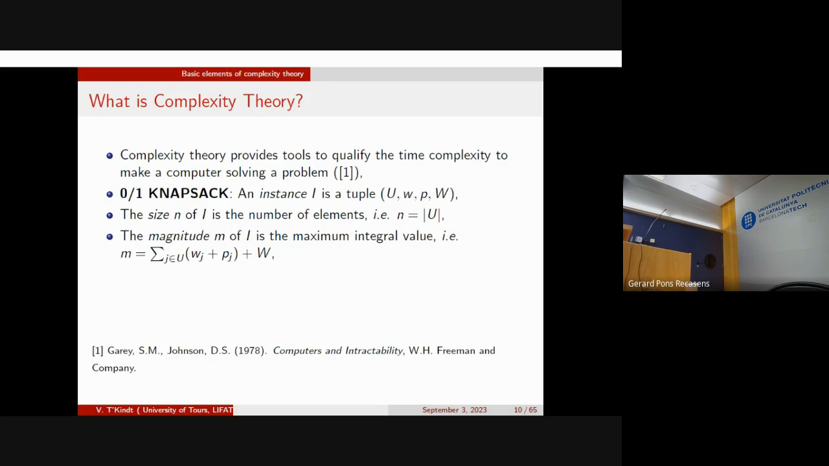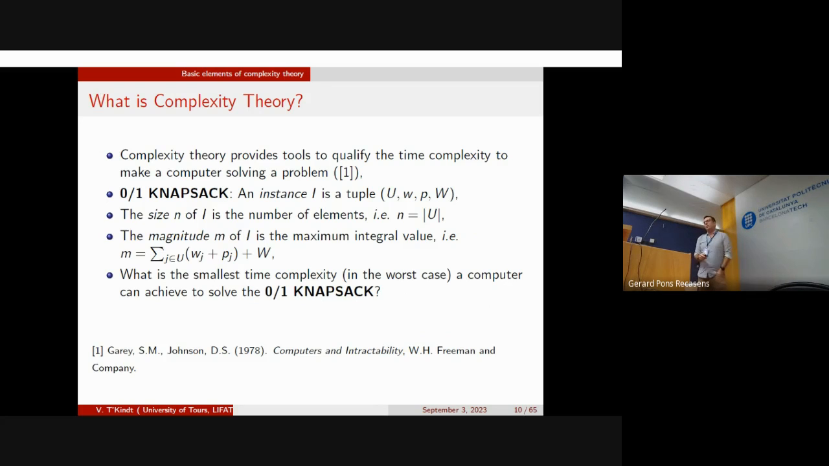I also need to introduce the notion of magnitude m. The magnitude m of an instance is the maximum integral value that you can find in the instance. So for instance, if I think about the knapsack, if I sum up all the weights, all the profits, plus the value W, I have an upper bound of the biggest integral value that I have in my instance. So the notion of size and the notion of magnitude of an instance are fundamental to try to qualify the hardness of your problem. So just keep in mind size and magnitude.